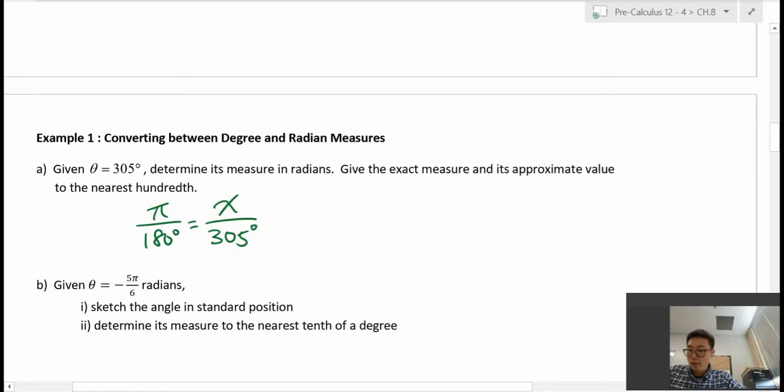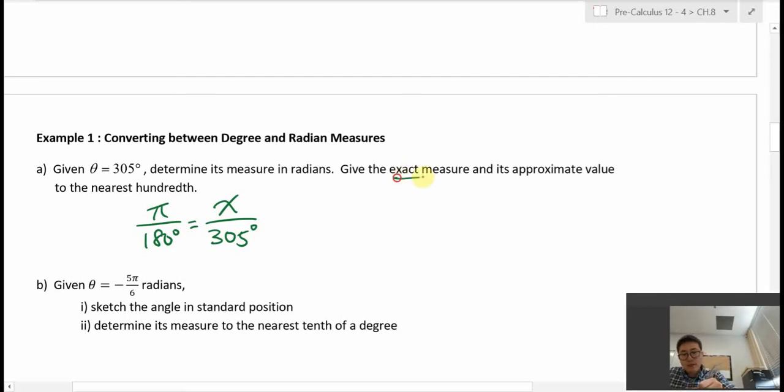So we can set up the equation like this: pi over 180 is equivalent to x over 305. This is degrees, which is why 305 goes in the denominator, because both are degrees, and x is radians, so it goes in the numerator with pi. Degrees in the denominator, radians in the numerator. Of course, you can flip them around and it doesn't change the answer. All right, so now we can solve this.